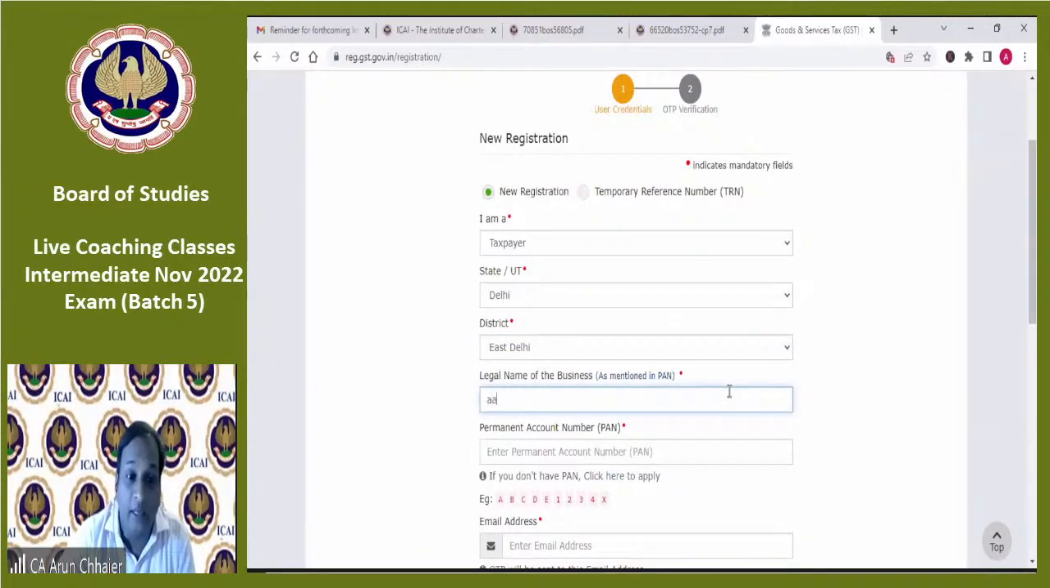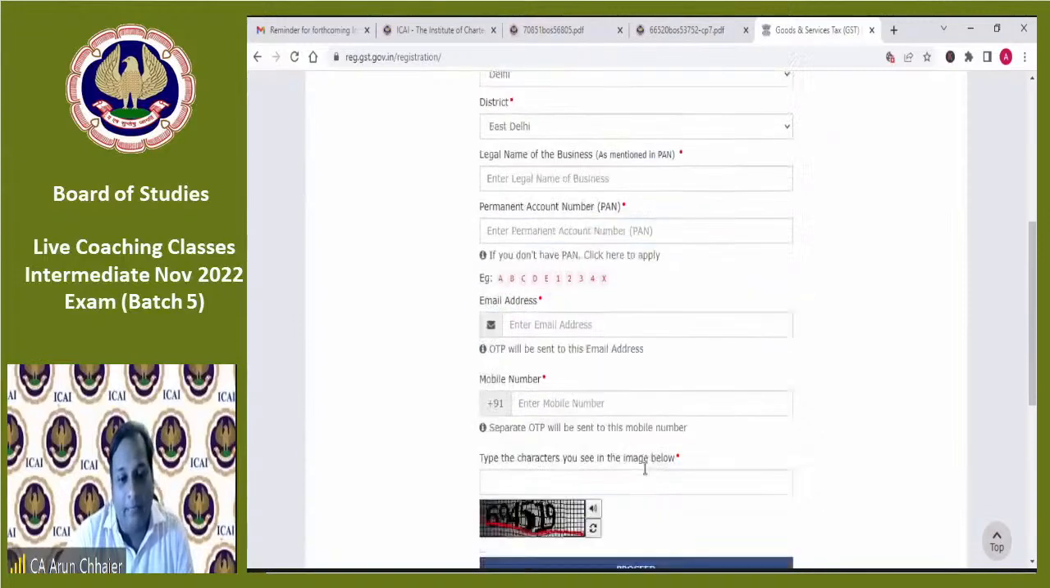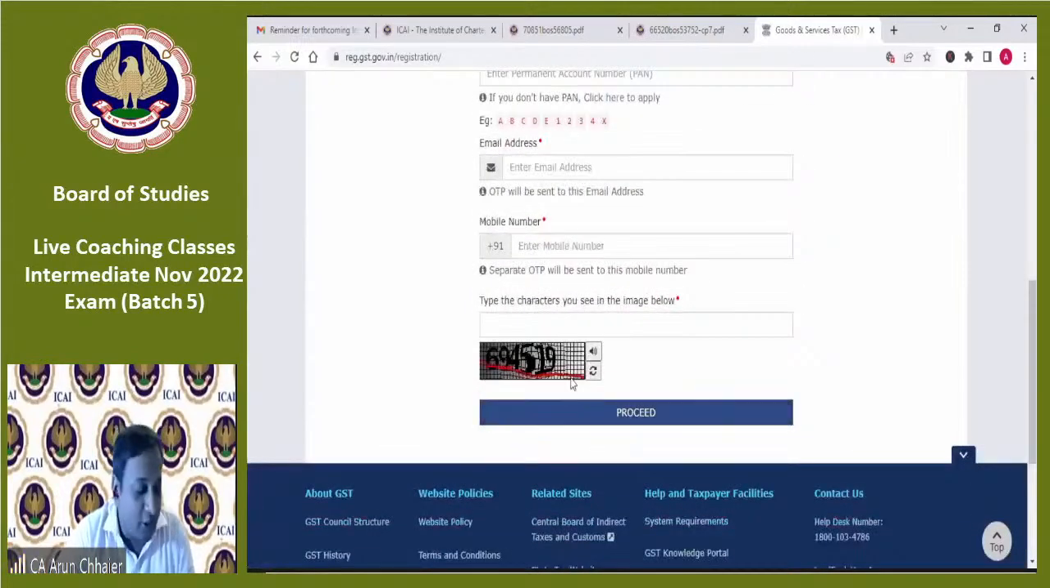So legal name. In case of the proprietor, the PAN number, which I am writing here, whatever the PAN number, in case of the proprietor, I will mention my name. For example, I would like to start the business. So I will write my permanent account number, my PAN number, email ID and mobile number. Last, captcha code, and then I need to proceed.